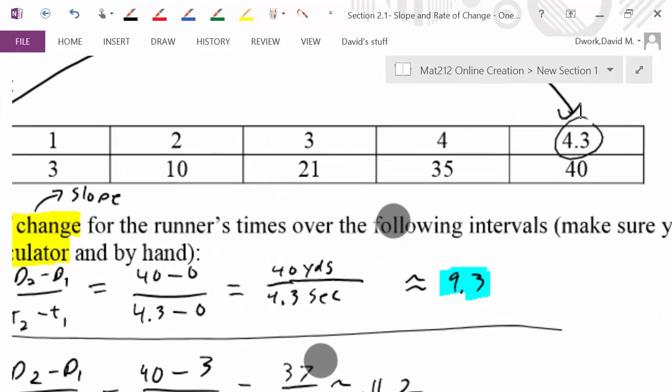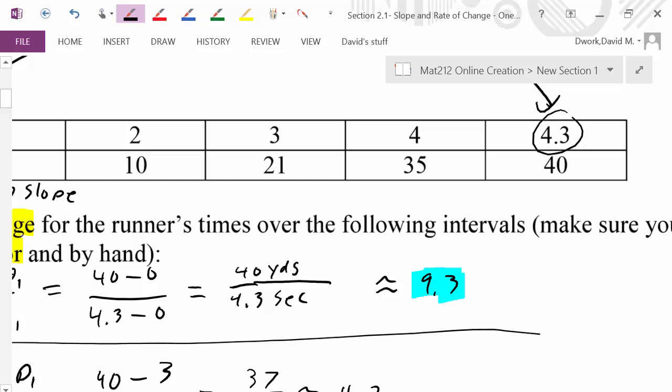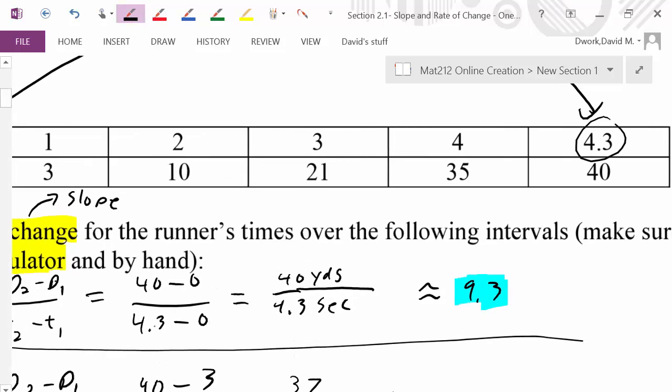So here, that's what we're seeing, because the time interval was from 0 to 4.3, so 4.3 seconds elapsed, we ran 40 yards. So even though we divide, the units don't change. This would just be like over 1. So what are we now saying? She ran 9.3 yards per 1 second, or a little nicer, 9.3 yards per second.